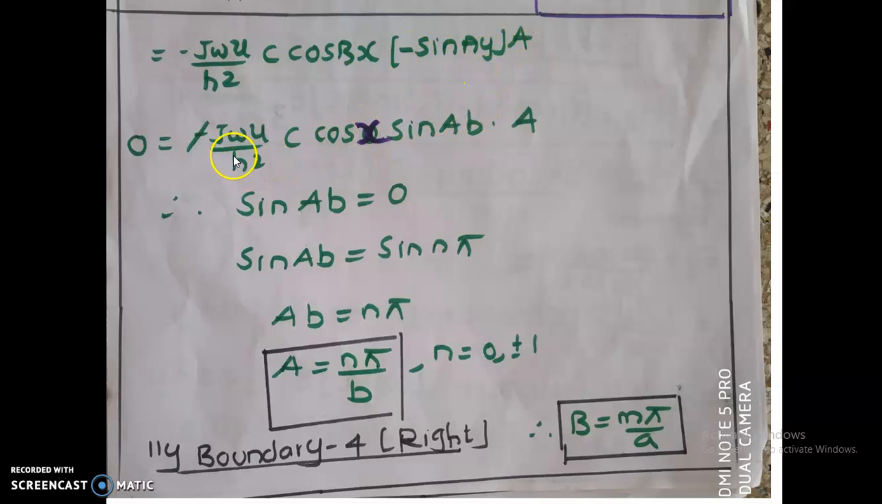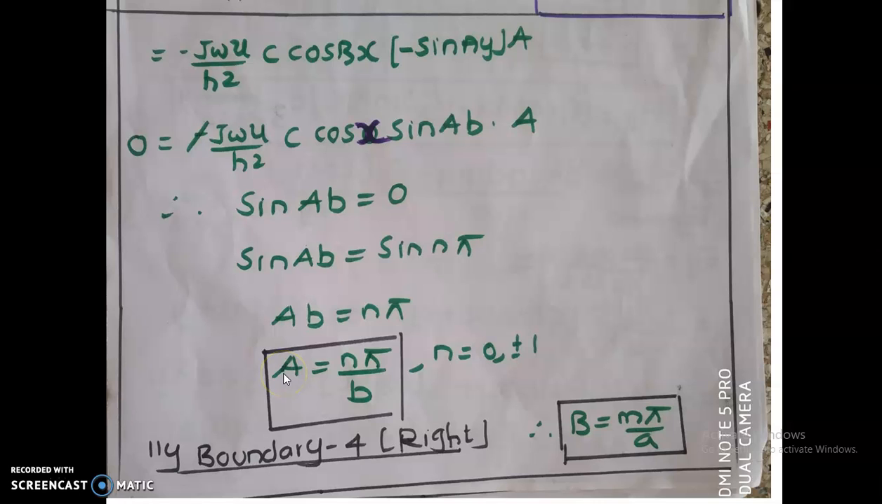Now the multiplication of two terms becomes 0. As I told again and again, c is a constant, cos x is a variable, so obviously this part should become 0. So now sine(bb) equals 0. Sine 0 can be represented as sine n pi. So 0 can be represented as sine n pi. Now equating the trigonometric terms, b times something equals n pi, where n is equal to 0, plus or minus 1, plus or minus 2 and so on.